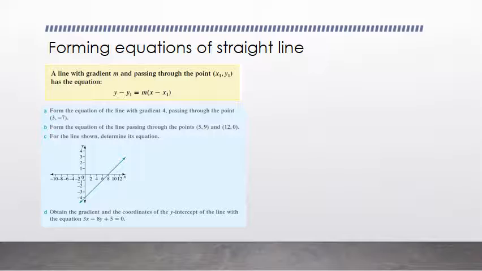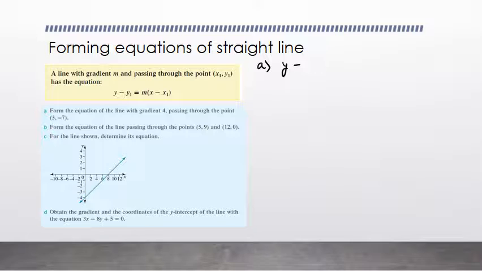Alright, forming equations of straight lines. So we can use the formula that's written there. Some of you should have seen this in Year 10. What you need to do is you need to have the gradient, and then you just substitute a point in. So, part A, form the equation of the line with gradient of 4 passing through the point 3, negative 7. So we'll substitute that in.